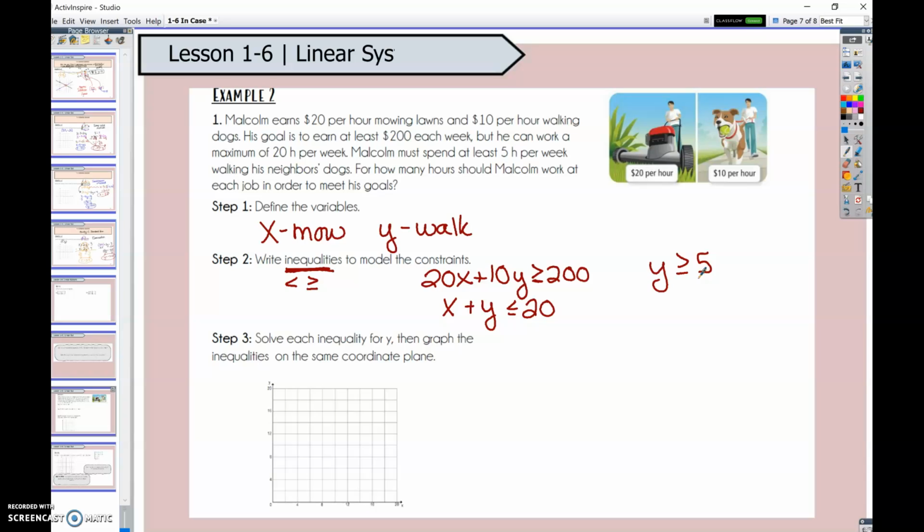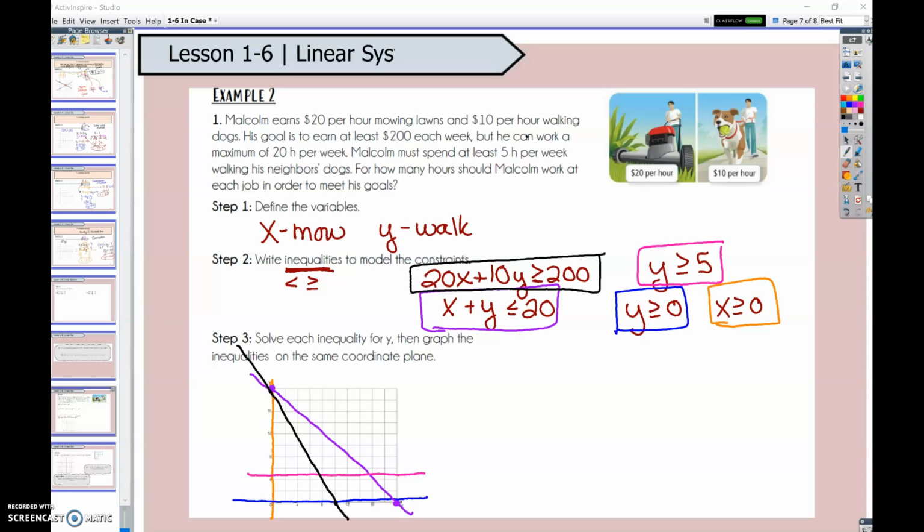Now there's two inequalities that are constraints that kind of go unnoticed sometimes. He can't negatively mow lawns or negatively walk the dog. So we want to also say that y is greater than or equal to 0. He must walk 0 or more, and he must mow 0 or more. He can't negatively mow. Now, magically, I've graphed each of these inequalities.